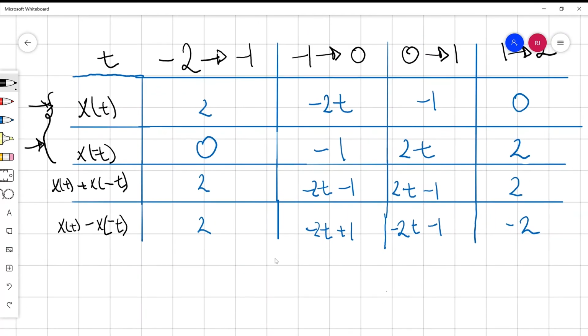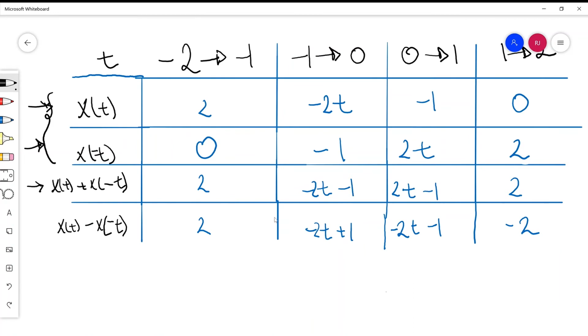So you'll see that for this row, all I do is I add the two items above it. 2 plus 0 is 2, and then you'll see that it's the same thing for all these other columns. -2t plus -1 is -2t minus 1, -1 plus 2t is 2t minus 1, 0 plus 2 is 2. So we filled up this row by following the expression in this column here. And then for the final row, we'll just follow this expression again. This time we'll subtract what's in the second row from what's in the first row. So 2 minus 0 is 2, -2t minus -1 is -2t plus 1, etc.